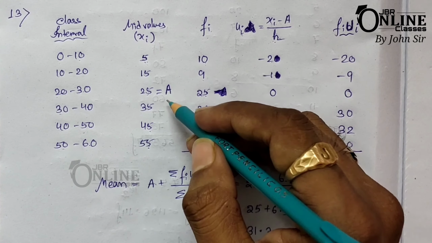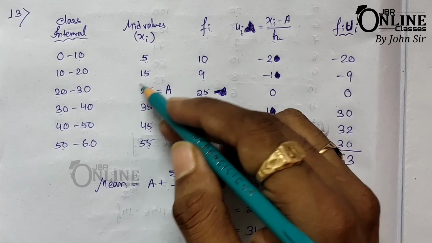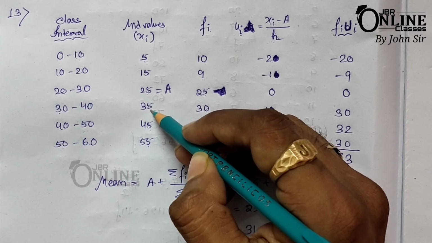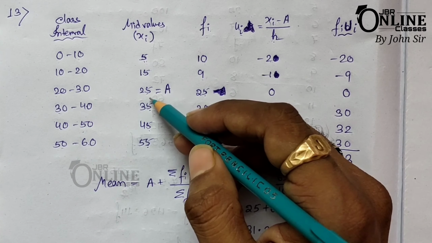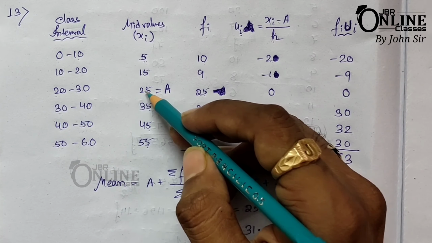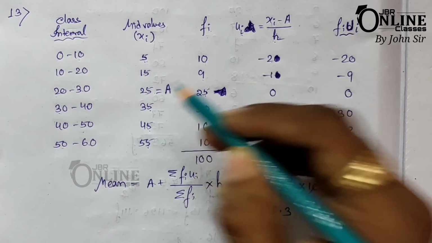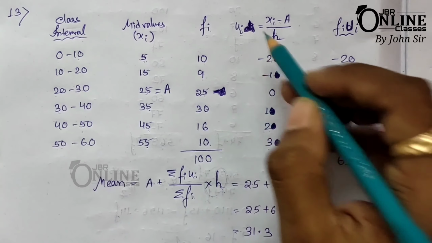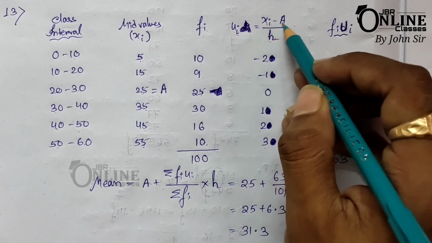Now as in the shortcut method, you have to assume a number, the middle one. As here the total is 6 numbers, the middle numbers are 25 and 35. As I said before, you can assume any one. So here I assumed 25 as A. The frequencies given are 10, 9, 25, 30, 16 and 10. Here the formula is xi minus A, you know the formula.